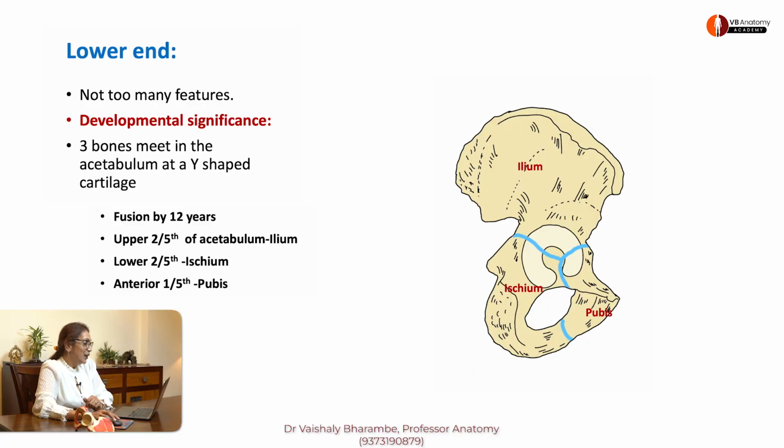So these three bones fuse together. The upper 2/5 comes from the ilium, the posterior 2/5 comes from the ischium, and the anterior 1/5 comes from the pubis. Together they unite to form the acetabulum. So that's the lower end of your ilium.